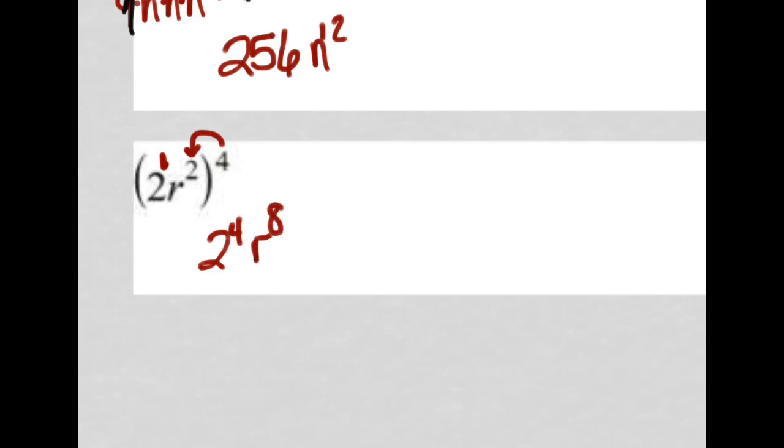Now, I can't leave it like that, because I know what 2 to the 4th is. So 2 times 2 is 4, times 2 is 8, times 2 is 16. So my answer is really 16 r to the 8th, and I'm done. Let's take a look at number 18.